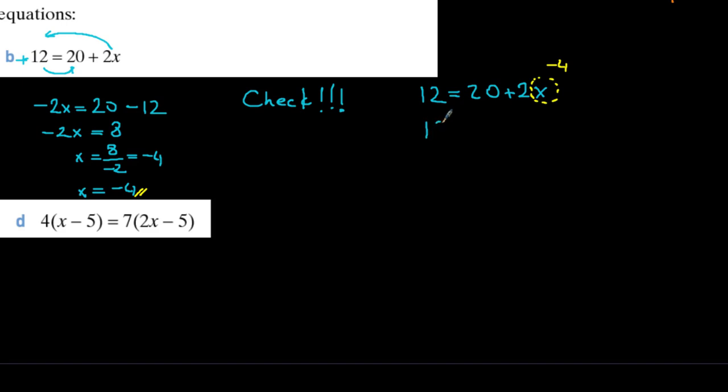Then it's going to be 12, is it equal to 20 plus 2 times minus 4? And 12, is it equal to 20 minus 8? 12 is equal to 12, and it means that the solution of the equation, which is minus 4, is the correct answer.